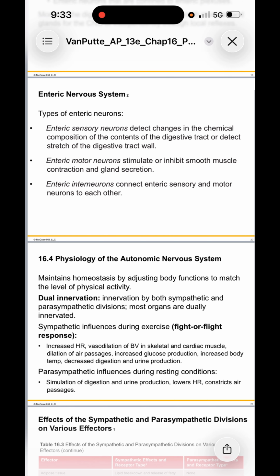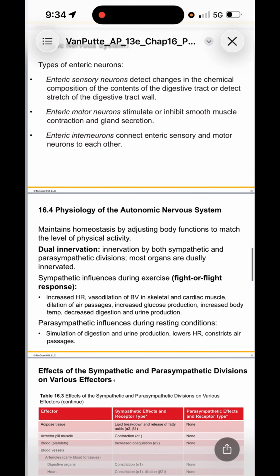Enteric nervous system, types of enteric neurons. Enteric sensory neurons detect changes in the chemical composition of the contents of the digestive tract or detect stretch of the digestive tract wall. Enteric motor neurons stimulate or inhibit smooth muscle contraction and gland secretion. Enteric interneurons connect enteric sensory and motor neurons to each other.